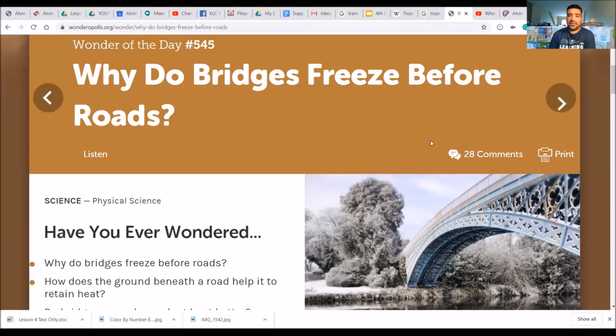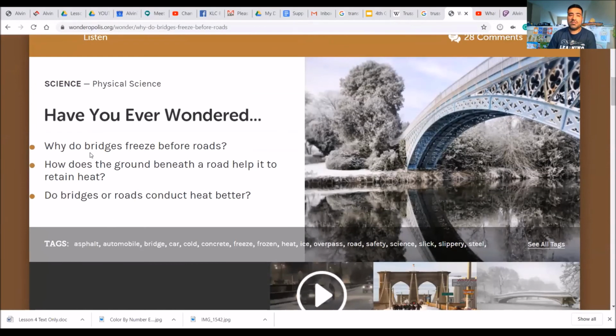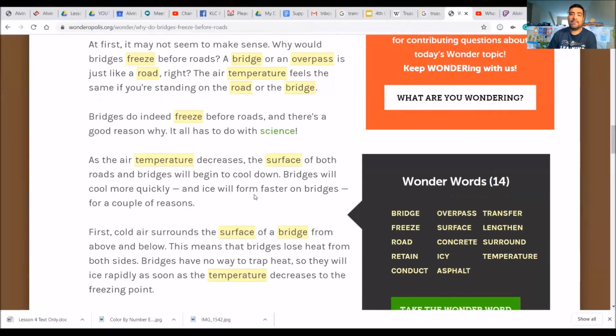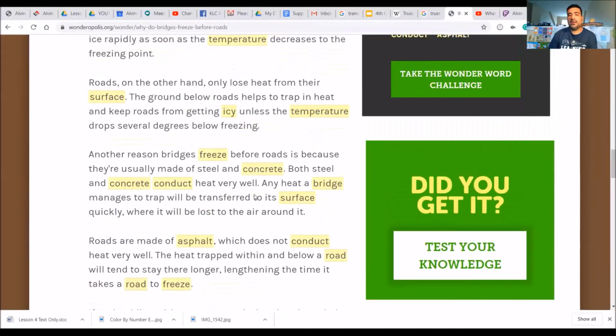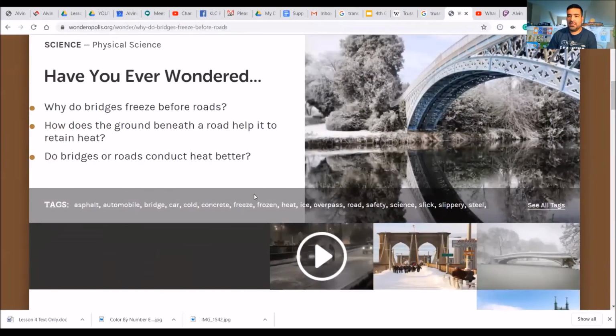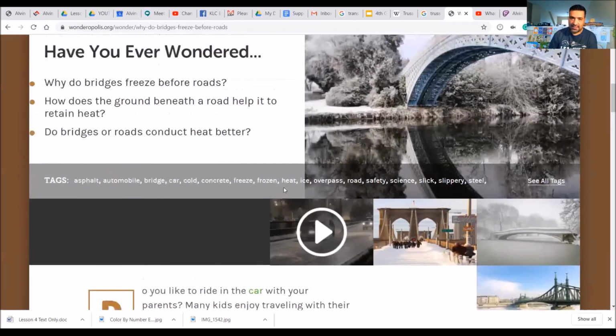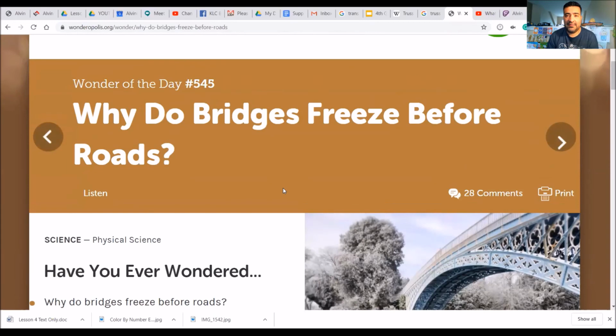All right, so just to finish up today, I do have a Wonderopolis for you today. It's called Why Do Bridges Freeze Before Roads? And so someone asked, why do bridges freeze before roads? How does the ground beneath the road help it to retain heat? Do bridges or roads conduct heat better? So this is a wonder that someone posted. And so I want you to, if you have a chance, go ahead and go through the article and just get the meat out of it. There's a couple of videos here and some pictures, as well as some information that could be helpful in case you have the same wonder.